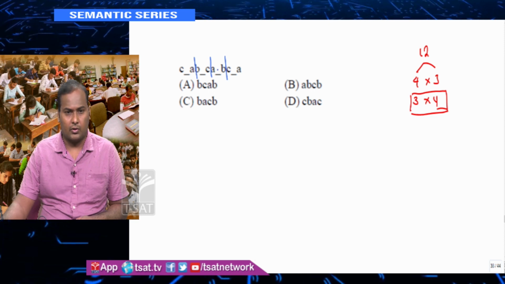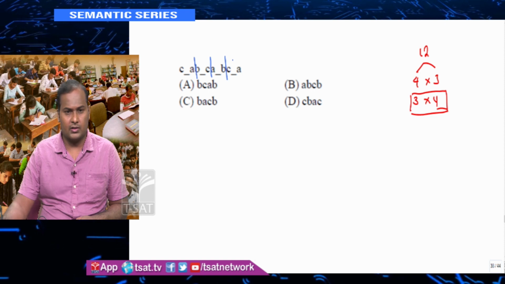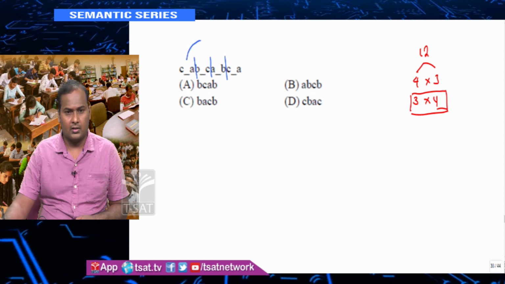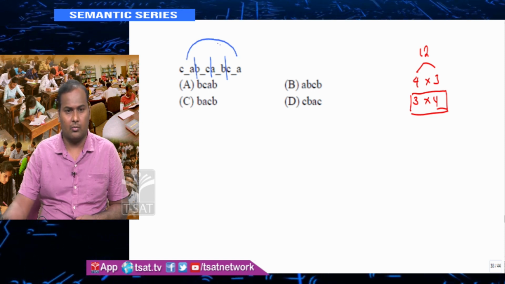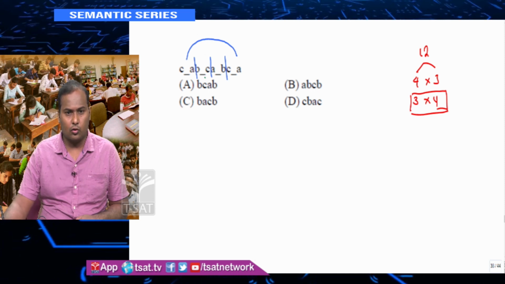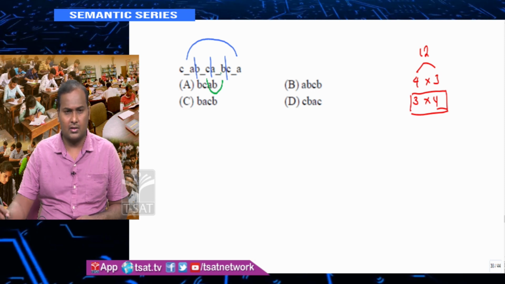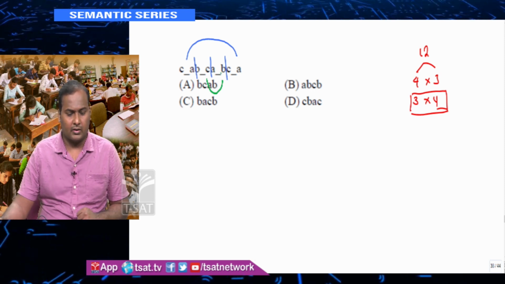Third block, not possible because it's starting with A. And again the last one. So there is a possibility that the first and last might be common. So obviously when these two are common, the remaining two blocks, that is A gap C and A gap B, there might be a common here.